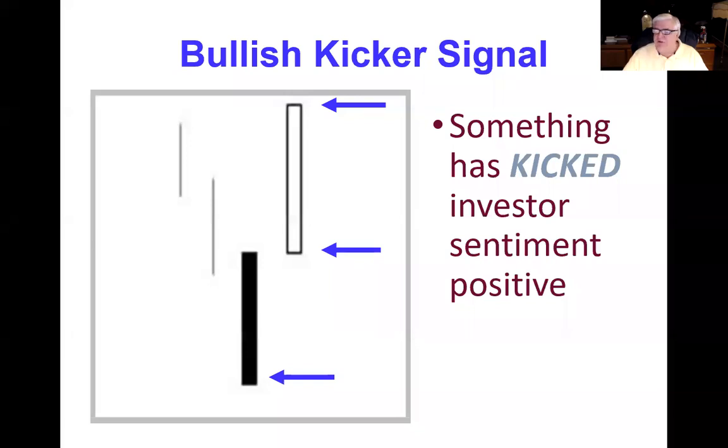The kicker signal is very easy to identify. When you're in a downtrend and you see a dark candle where they open it here and close it here, creating the bearish candle, and the next time frame or the next day, they gap it up at or above the open of the previous day and go the opposite direction, basically it's telling you that investor sentiment has been dramatically kicked in the opposite direction.